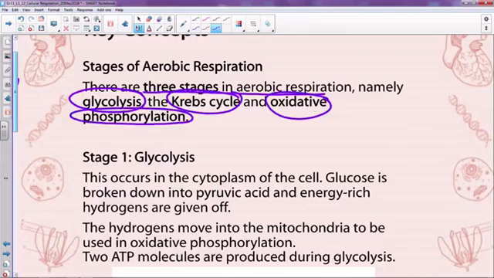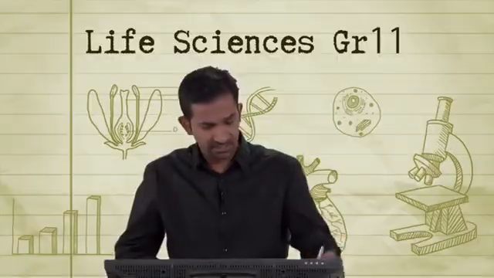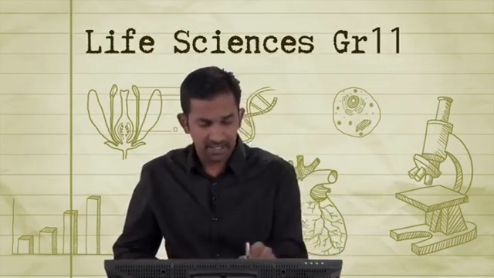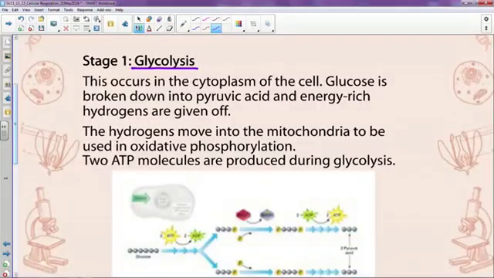And I'll describe more or less what happens in this stage. So let's look at stage one. Let's have an overview of this process. Glycolysis refers to the step in which glucose is split up into two molecules. So it's the splitting up of glucose.